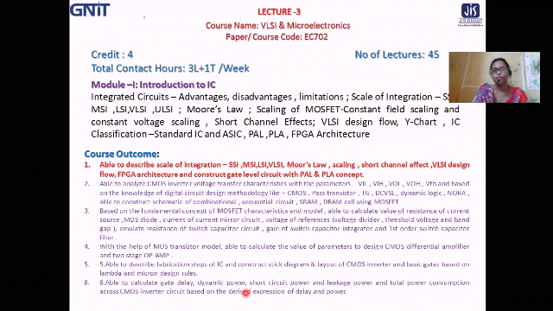This course, VLSI and microelectronics, having the course code of EC702, has 6 course objectives. And now as we are in module number 1, this is course objective number 1, that is able to describe scale of the integration SSI, MSI, LSI, VLSI, then Moore's law, scaling, short channel effect, VLSI design flow and architecture, and gate level circuit using the PAL and PLA concept. This is the course outcome that will be fulfilled in this lecture, and that's why it is given in red color.